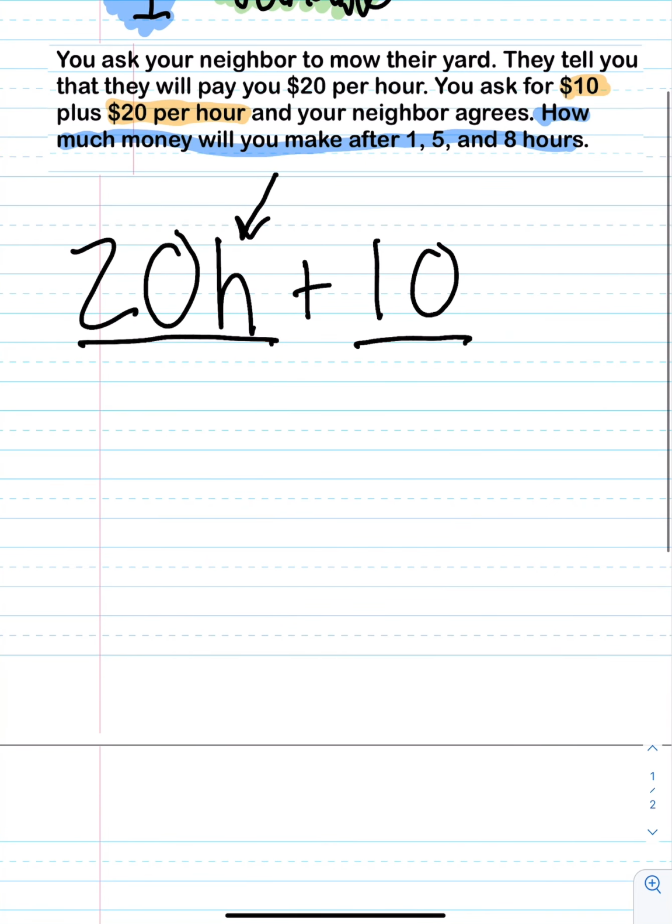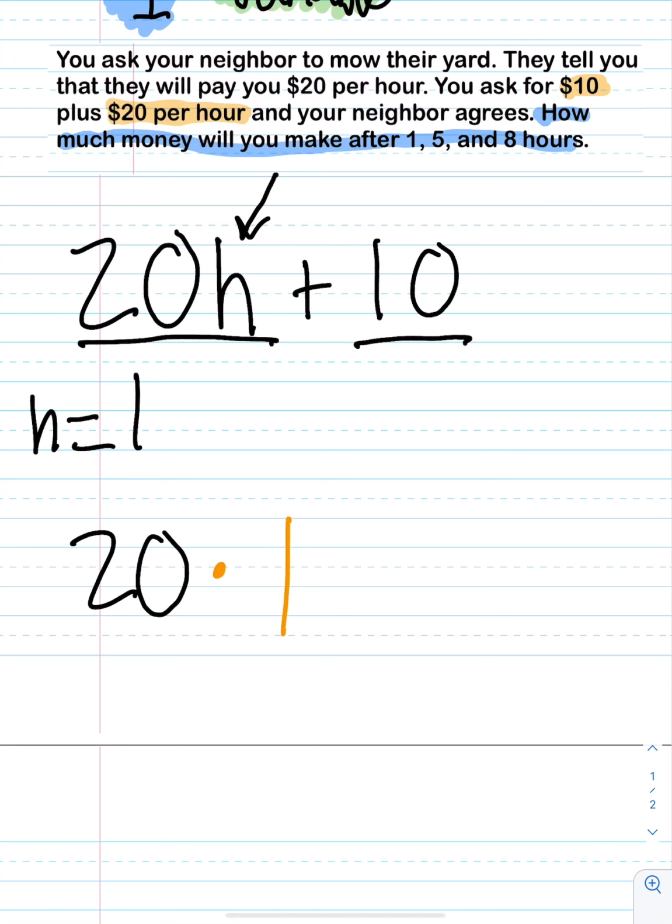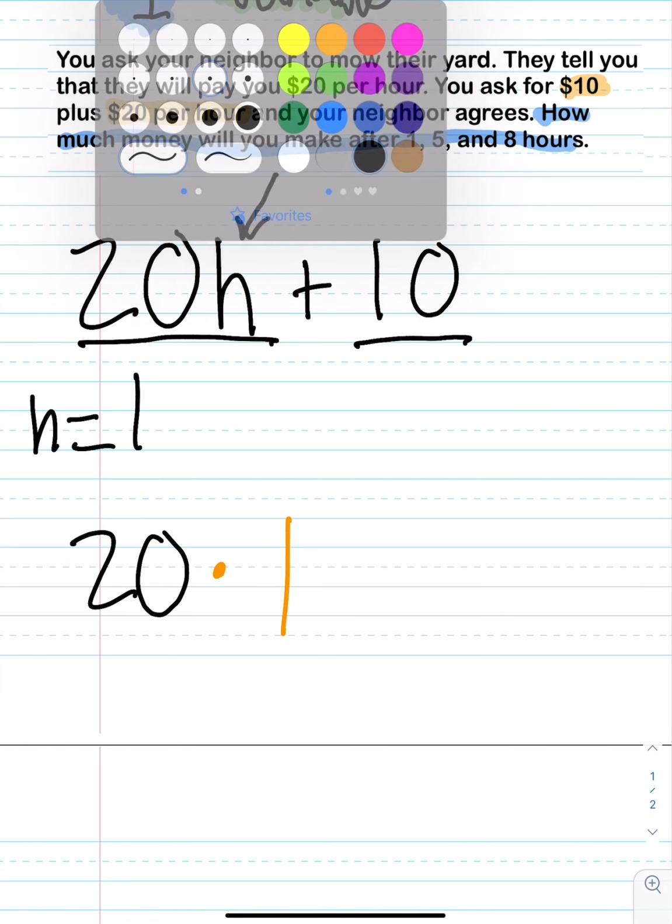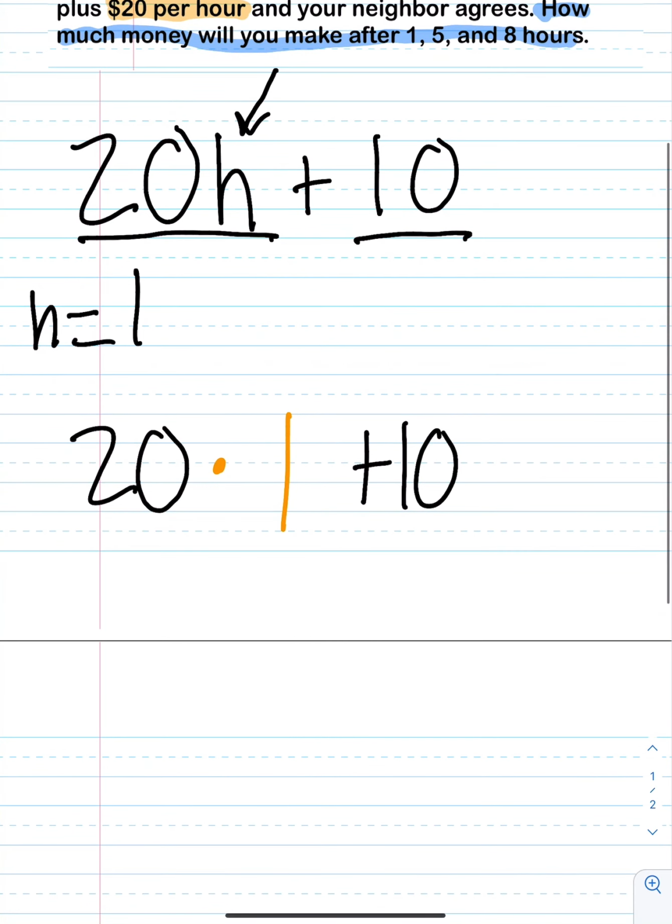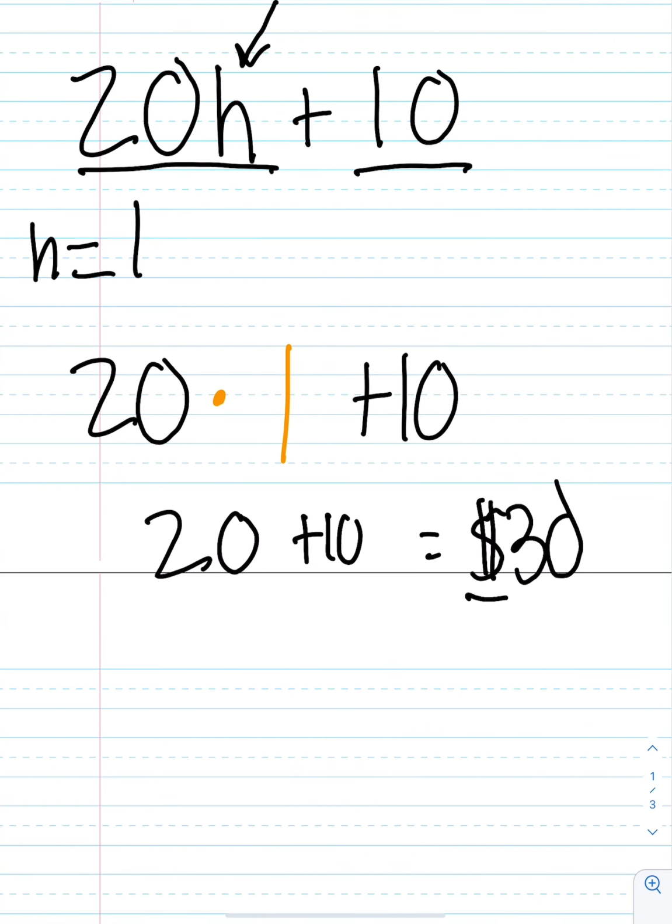So when h equals 1, we have 20 times 1 plus 10. And now for order of operations, we know that we're going to multiply before we add. So 20 times 1 is, in fact, 20, plus 10, which is going to equal simply $30. Don't forget your sign. Don't forget your units. In this case, it's money.